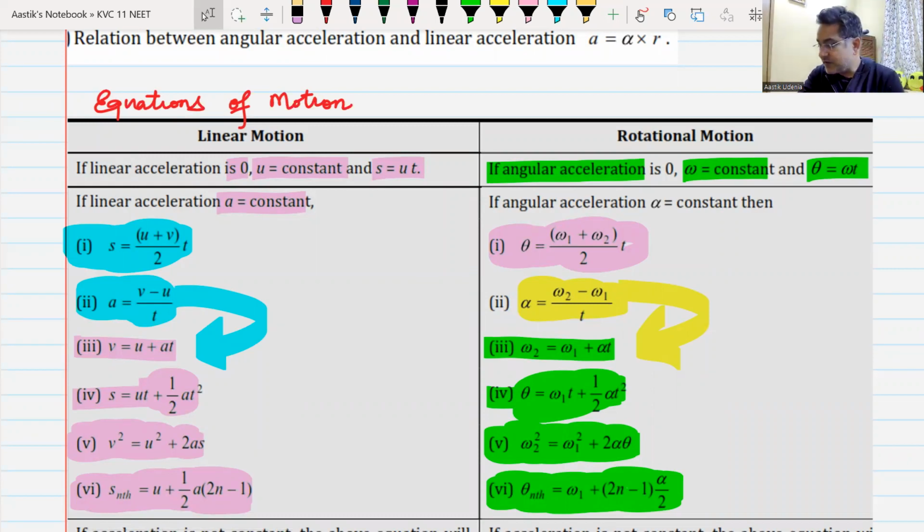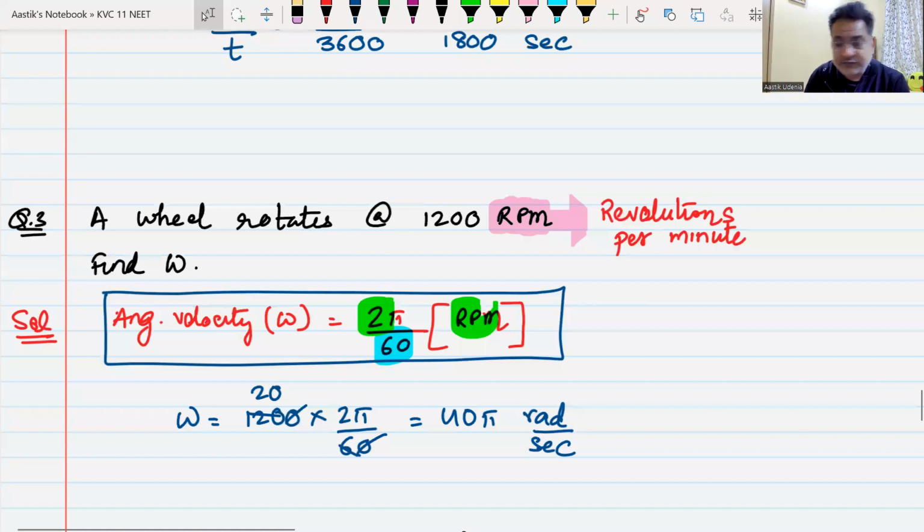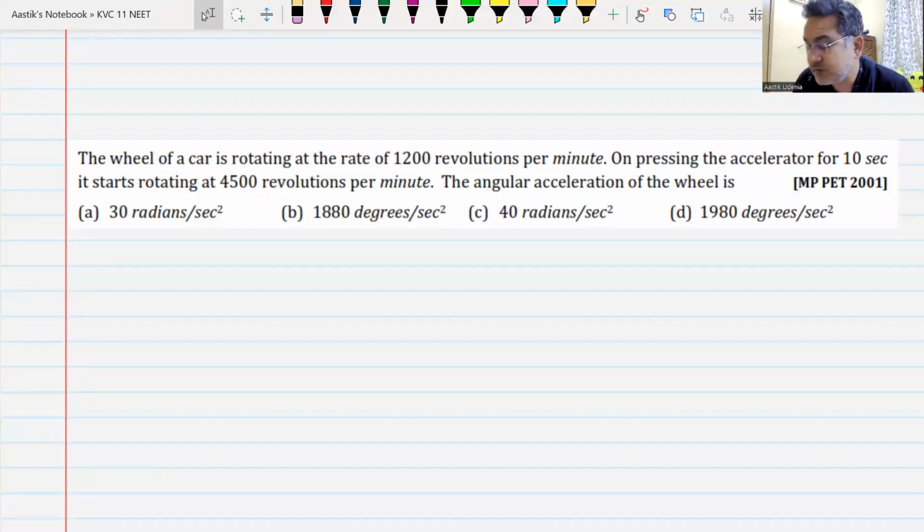We were trying to find out how we can solve questions, and we had done a couple of questions. We had found out how we can find omega, angular velocity, from revolutions per minute. I think we were discussing a question which we were trying to solve, and that is the question with which we are going to start today's class. I will give you a couple of minutes to solve this question.